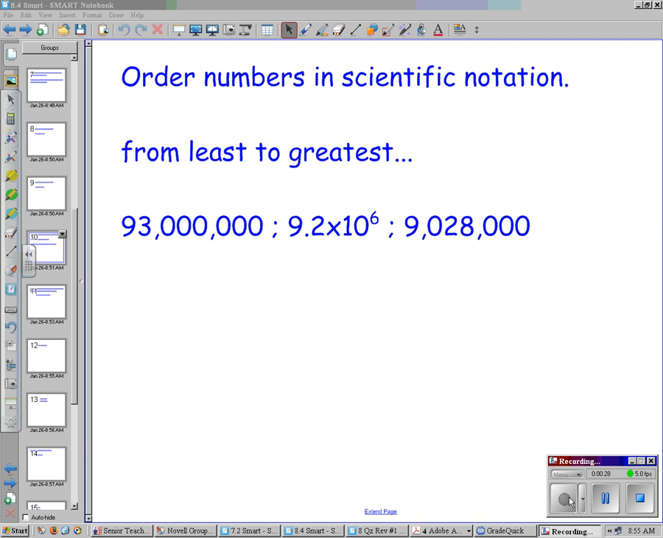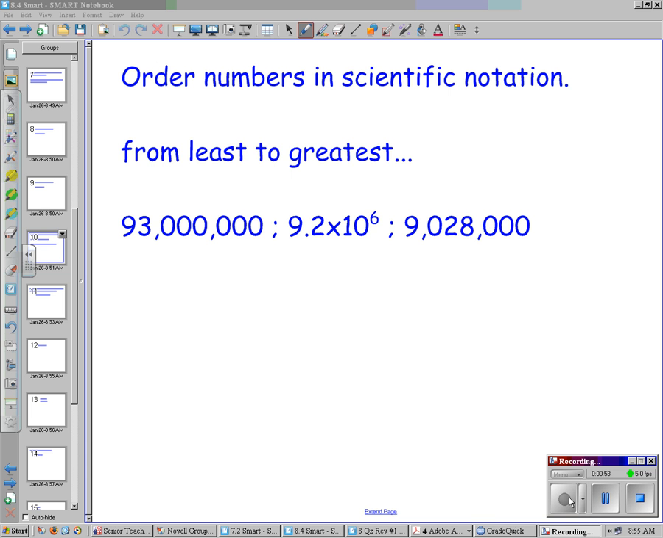But in order to put them in order, from least to greatest, we are going to use scientific notation. Could you do this by putting them in standard form? Yes, you would have done that in 4th grade. Now you're in Algebra 1, Advanced Algebra 1, and we are going to do it using scientific notation.